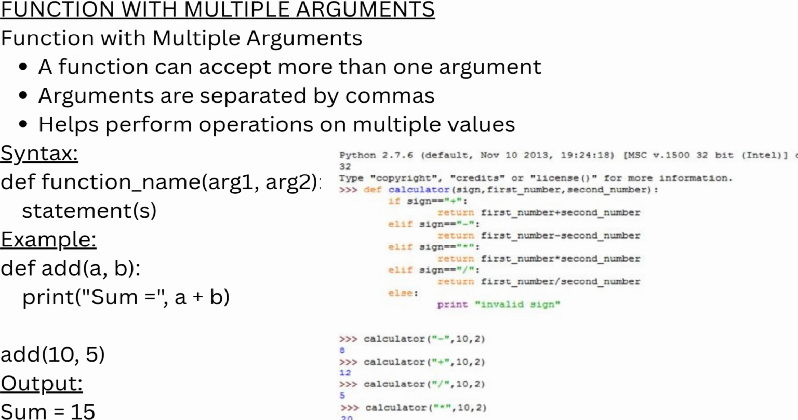A function can accept more than one argument. In this example, the function add takes two arguments, a and b. When we call the function with values 10 and 5, these values are assigned to a and b respectively. The function then adds the two values and prints the result. The output displayed on the screen is, sum equals 15. Using multiple arguments allows us to perform operations involving more than one input.